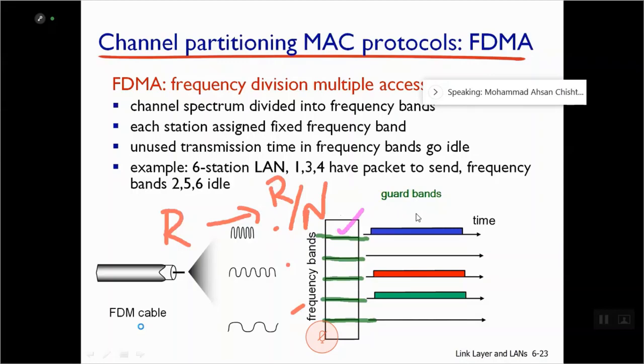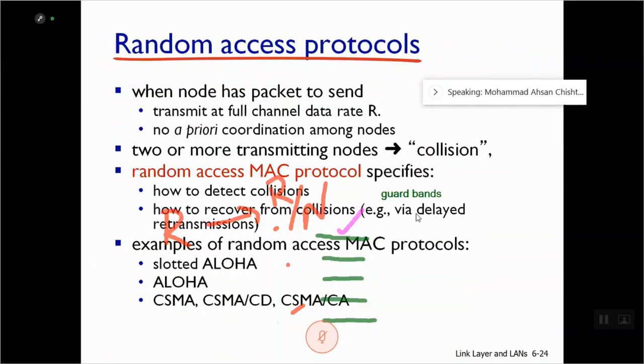Then we move to a third one. It's not mentioned here. Wait. How do you slide here?